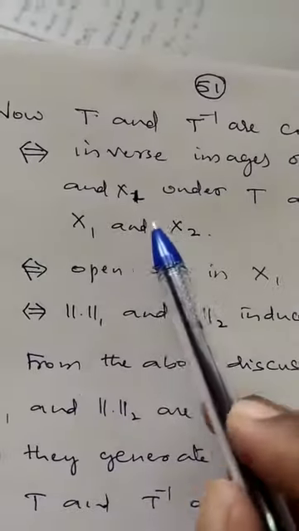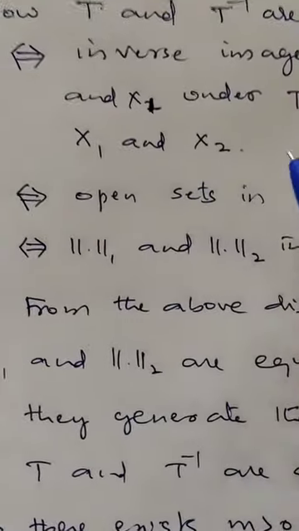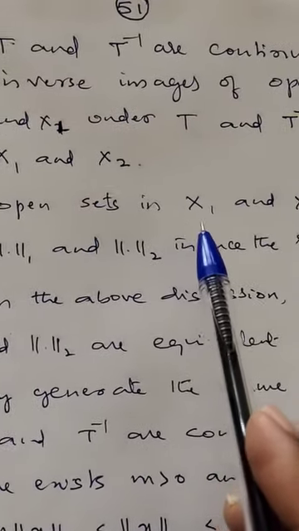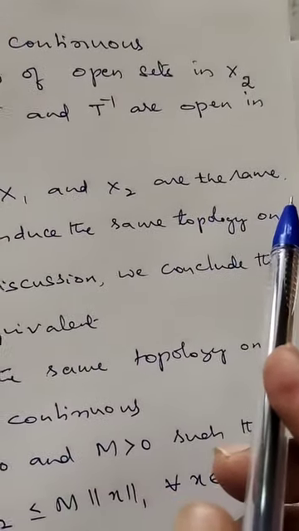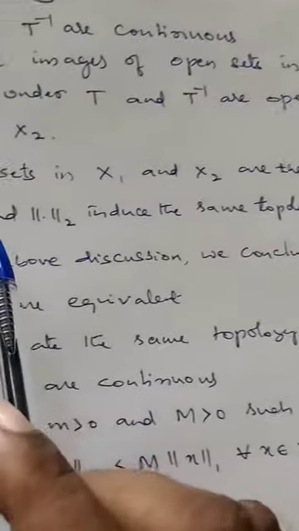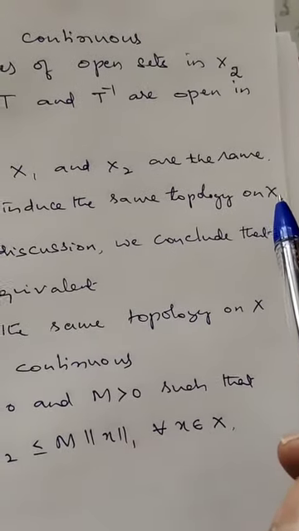So T and T inverse are continuous if and only if the inverse images of open sets under T and T inverse are open. This happens if and only if the open sets in X1 and X2 are the same. That means norm 1 and norm 2 induce the same topology on X.